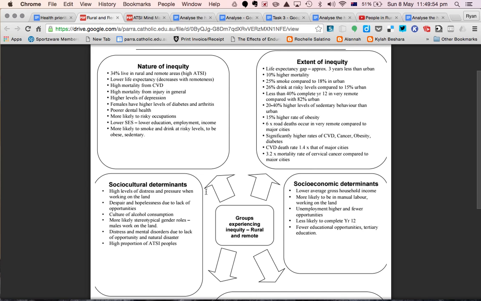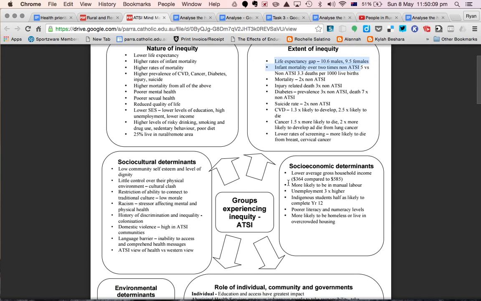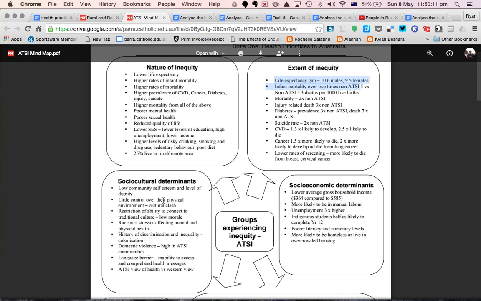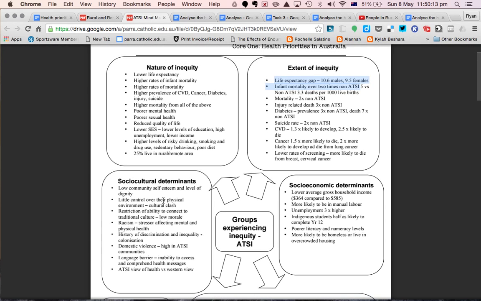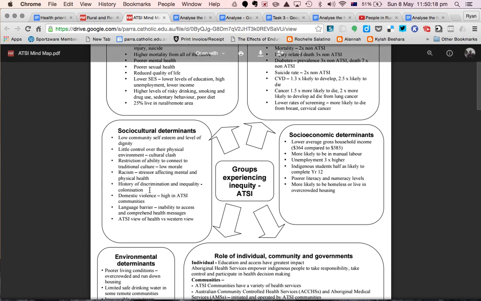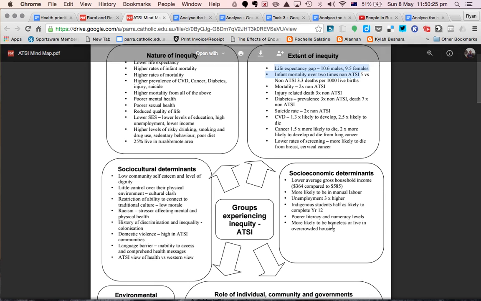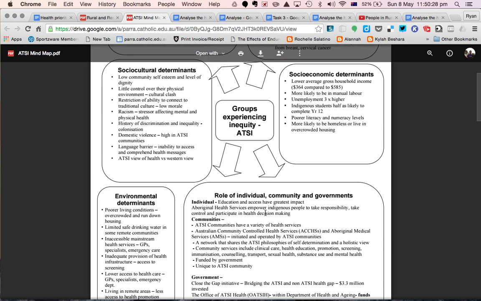For example, if we're talking about ATSI people, I would definitely be talking about life expectancy and mortality. And you would talk about some of the diseases that are higher in Indigenous communities than non-Indigenous. And so you want to be able to make some relationships between, okay, what sociocultural determinants are leading to all of these issues and these statistics, how are the socioeconomic determinants leading to these issues, etc.